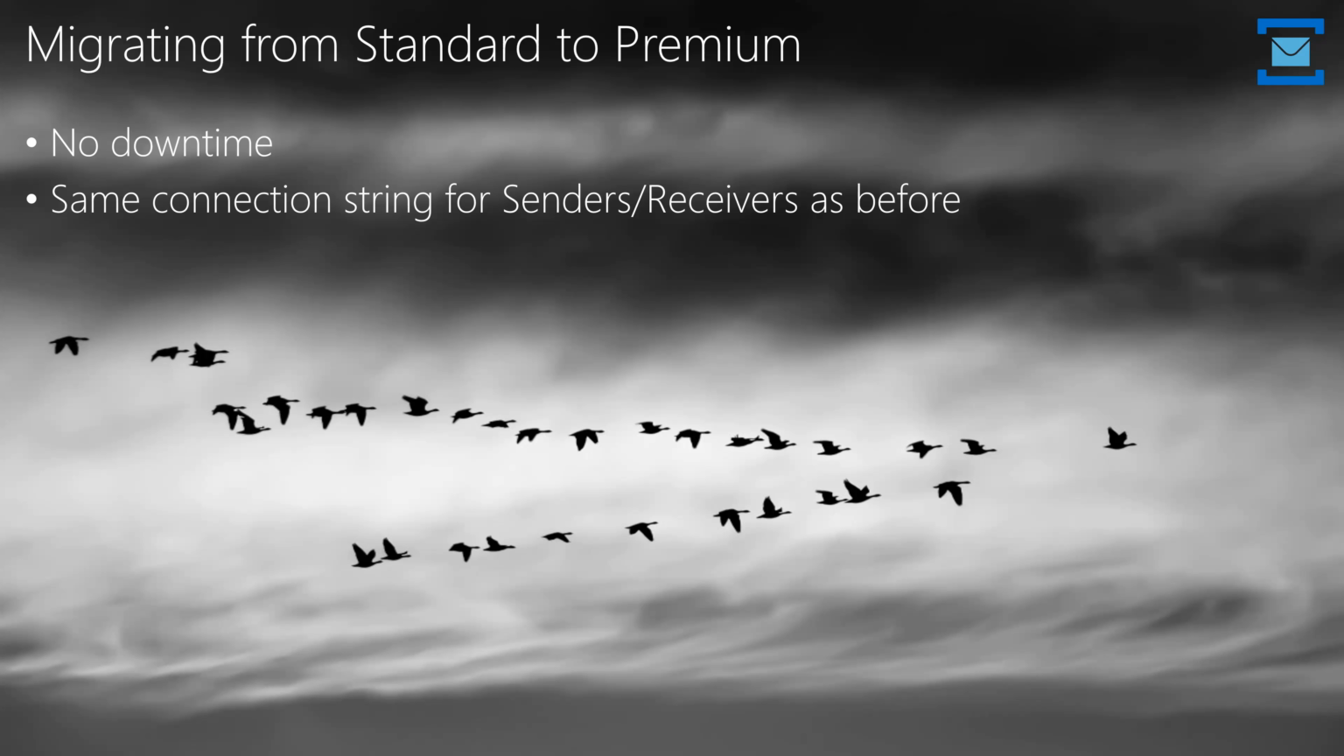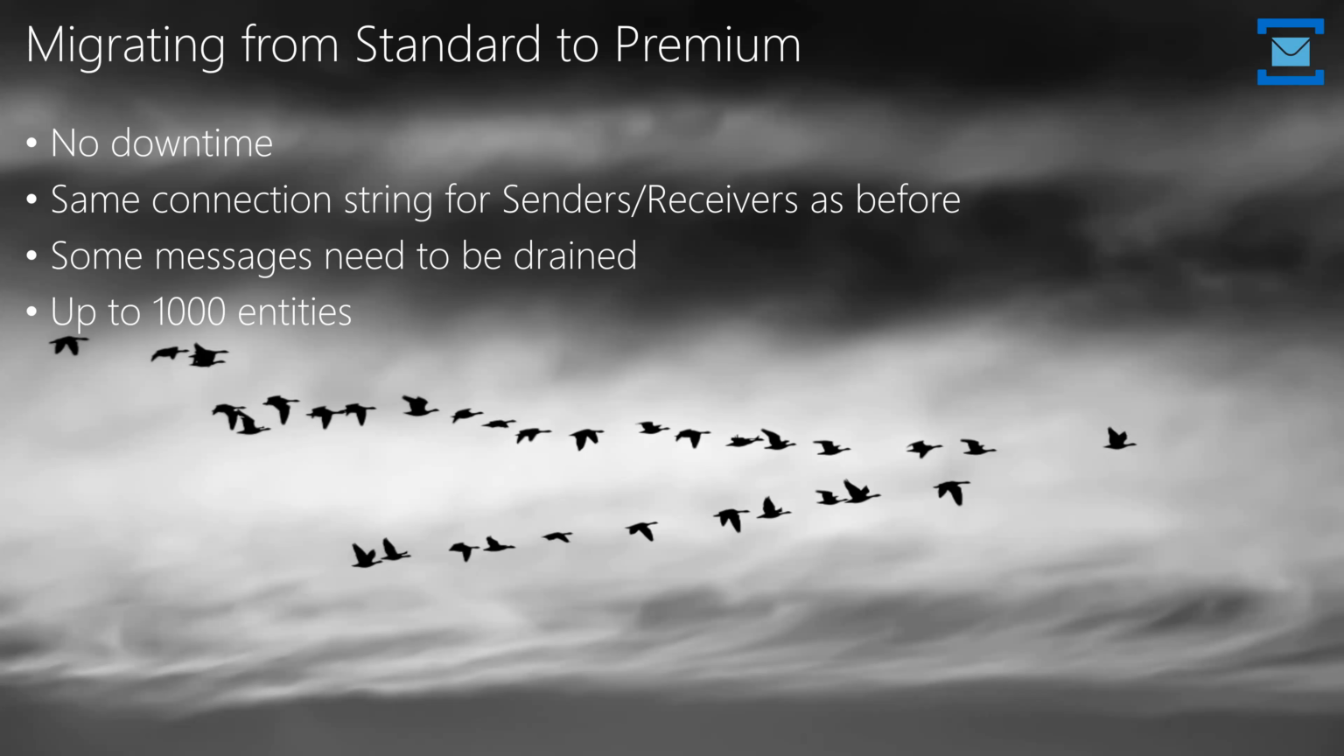You will have to have an additional, obviously, premium namespace provisioned before you start the migration process. Some messages might need to be drained, and that's because at the cutover point in time, if the senders continuously send messages, there will be some messages that won't make it over. You will basically need to drain them manually and move to the other namespace. And it only supports up to 1,000 entities.